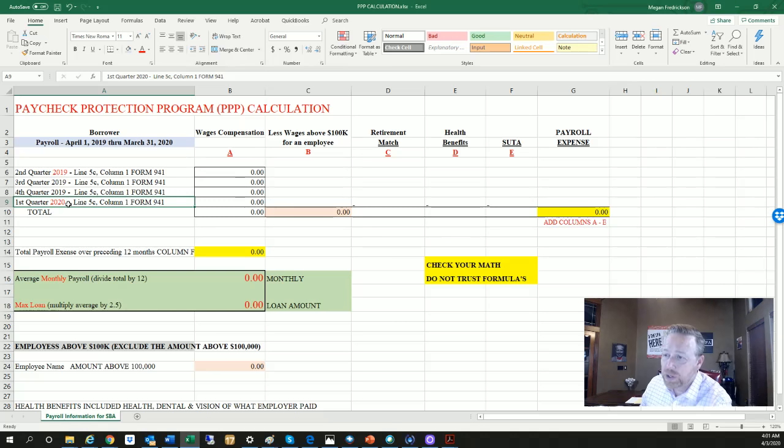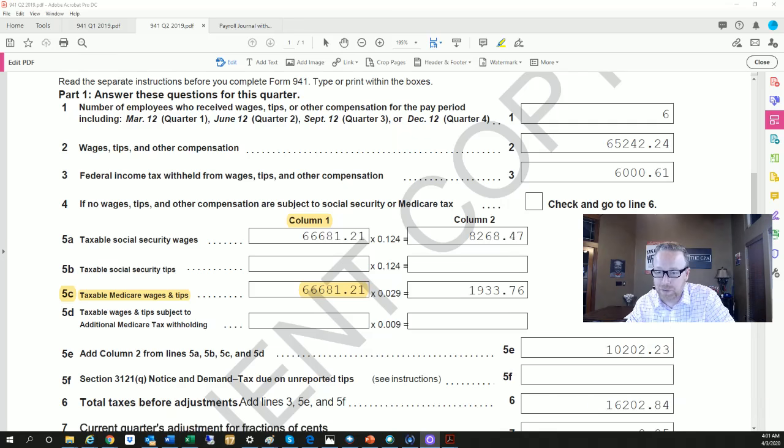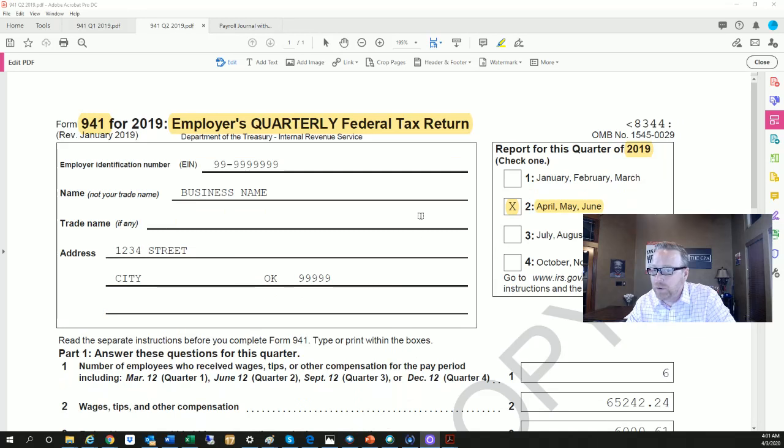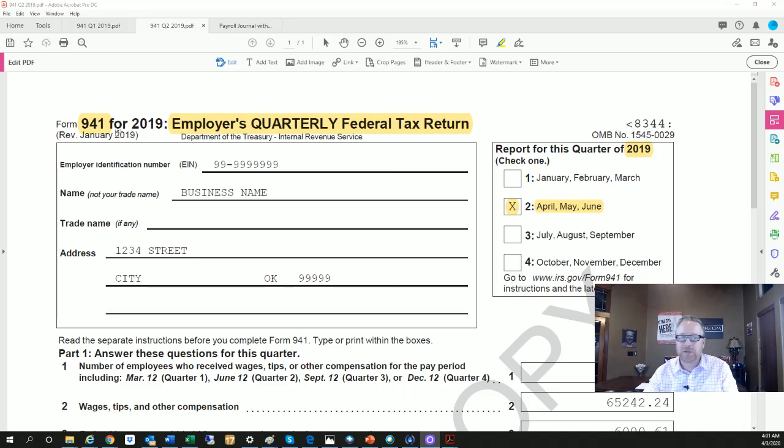Okay, so what you want to look at then is a 941. Look at this. So we've got a 941 here, okay? The one thing I want you to note is that it says 941 over here.